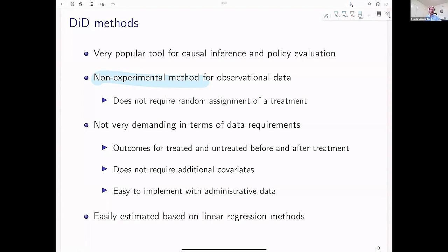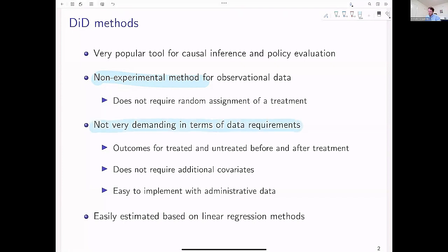But in many cases, you can't, right? There are many policies that cannot really be randomized, either because it's logistically too difficult, or maybe politically infeasible, or maybe morally questionable. There are many reasons why, in many cases, we cannot randomly assign treatments. And so we need to use observational data. And diff-in-diff is one tool that we can use in this type of setting under some specific assumptions, of course. So that's, I think, one reason why diff-in-diff is very popular.